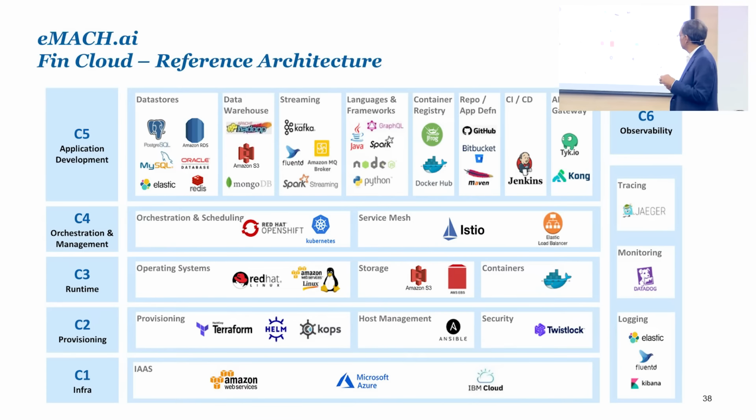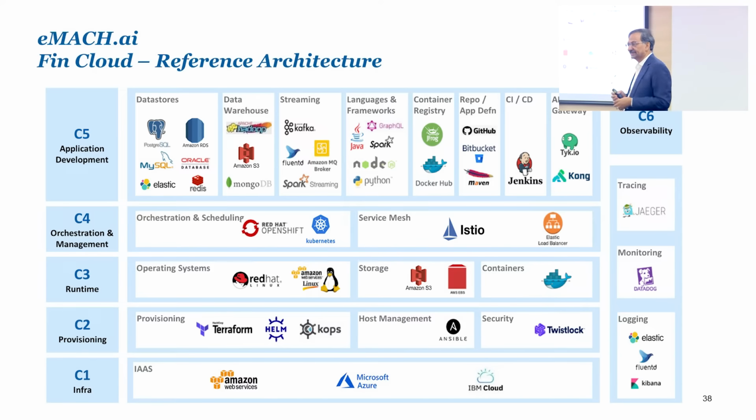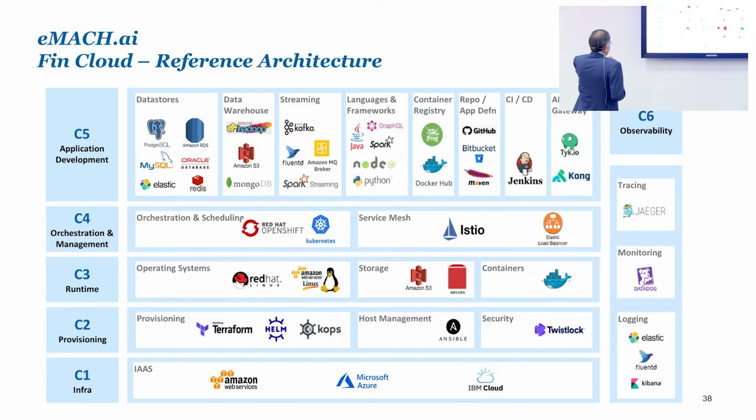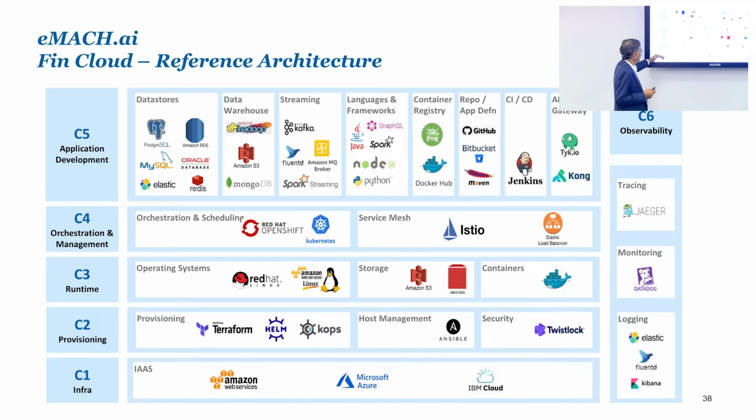This is our cloud structure, which has been divided into 5 different layers, C1 to C5: the infrastructure layer, the provisioning layer, the runtime layer, the orchestration management layer, and the application development layer.